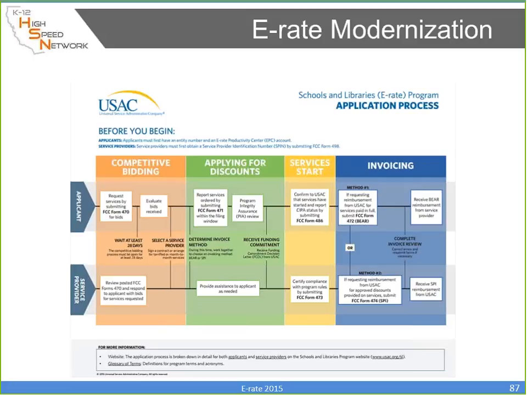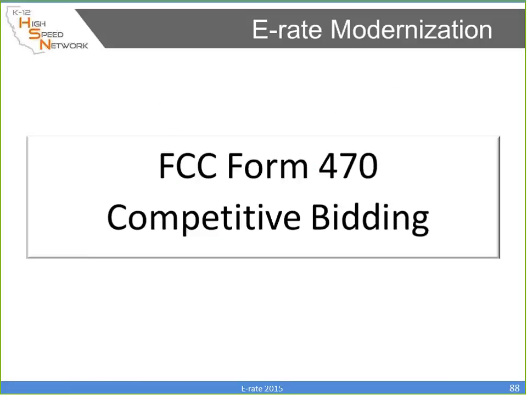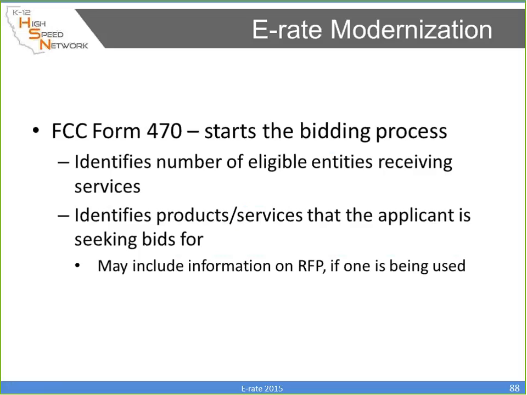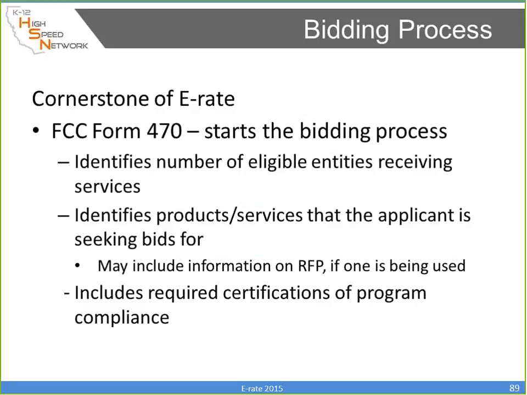We're going to start off talking about competitive bidding, and you'll see that's step one of the E-rate cycle. Competitive bidding starts with the Form 470. It really is the cornerstone of E-rate. The goal of this program is to provide internet access to all students, but not just internet access at any cost. The most cost-effective means of providing internet access.